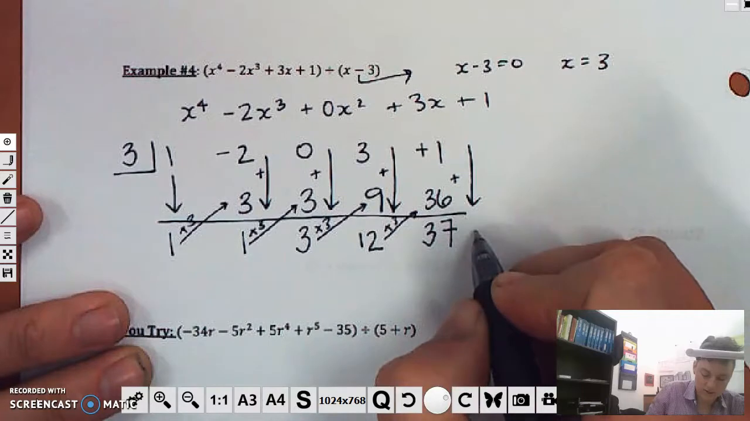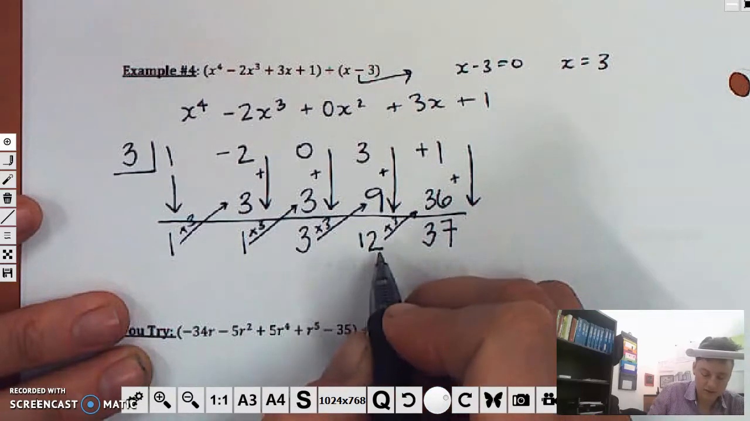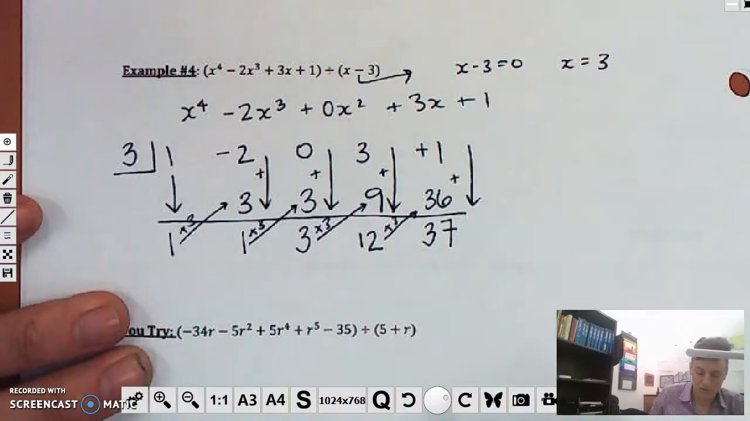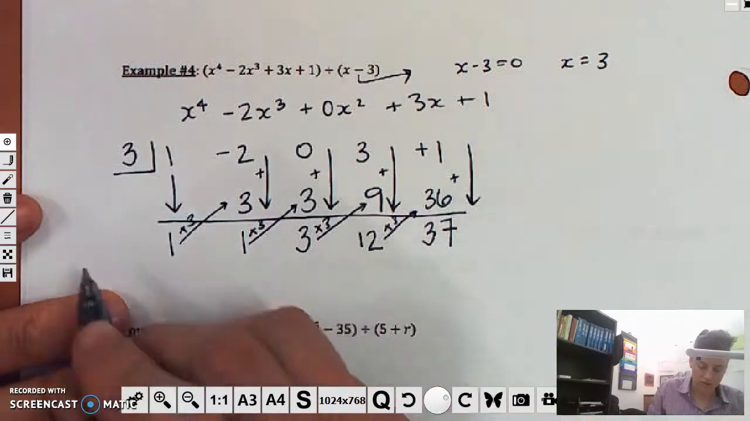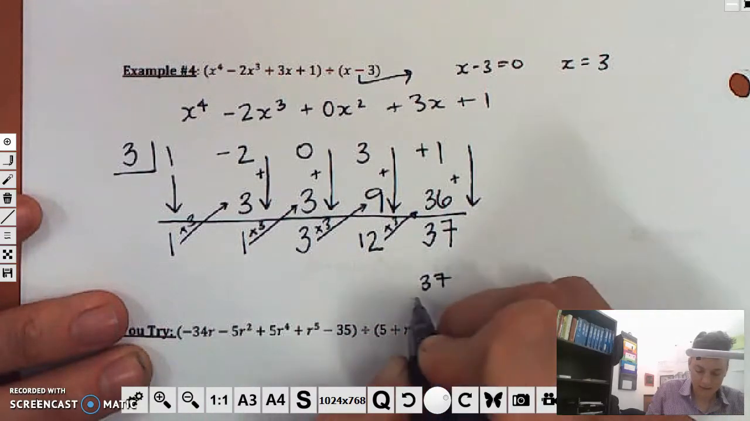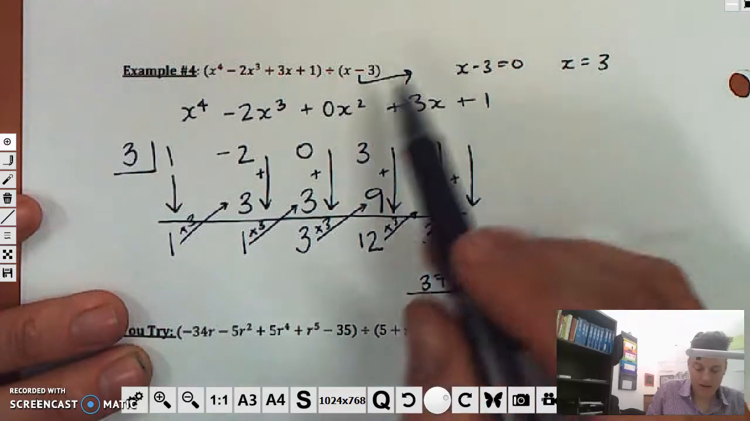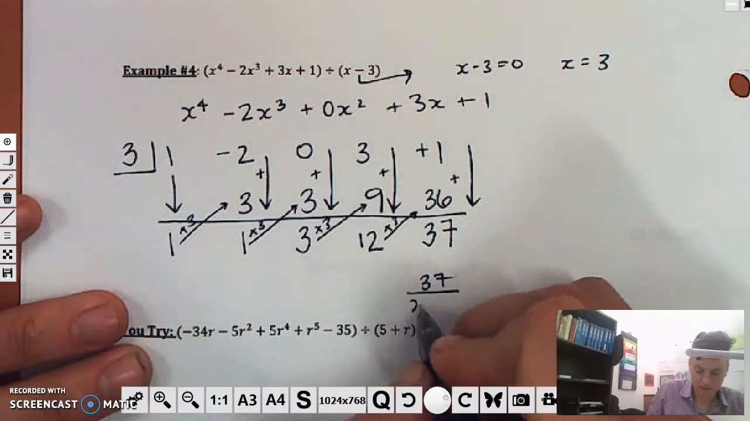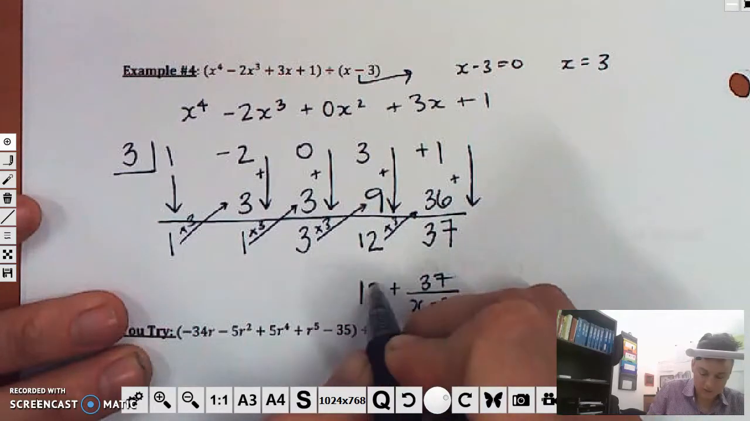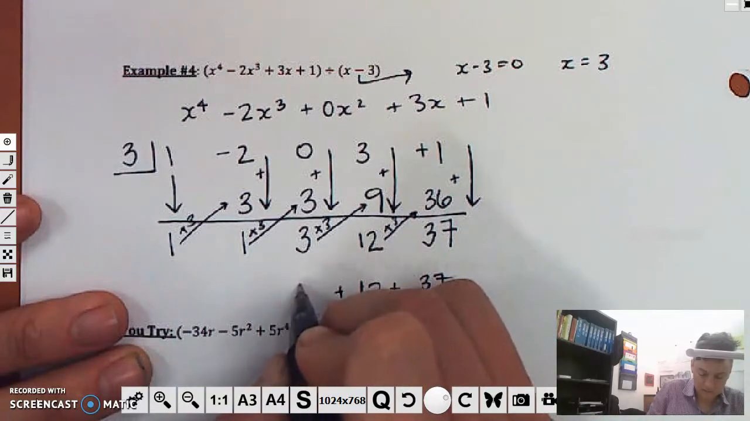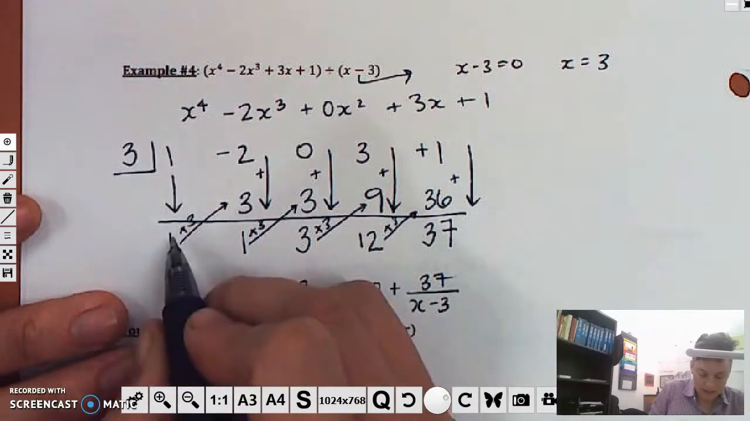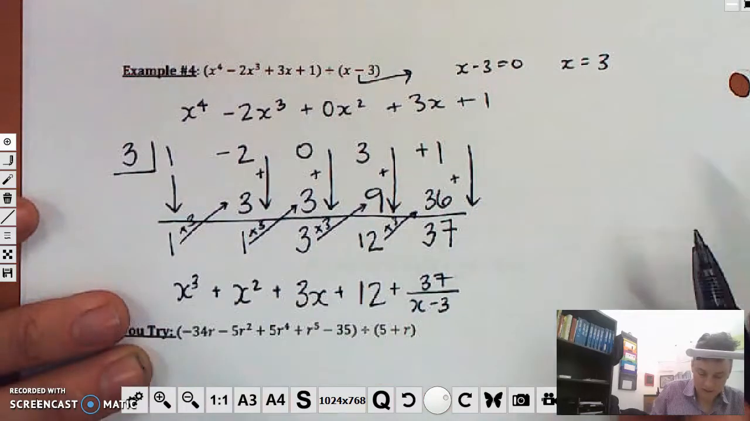This is our remainder. This is our constant term. This is our linear term, our squared term, and our cubed term. So let's bring these things down and write them with the correct variable and exponents. This is our remainder over what we divided by originally, x minus 3. Okay, it was positive, put a plus. 12 was our constant term. 3 was our linear term, so it's got an x. 1 here was our squared term, and this guy was our cubed term. And there's our answer.